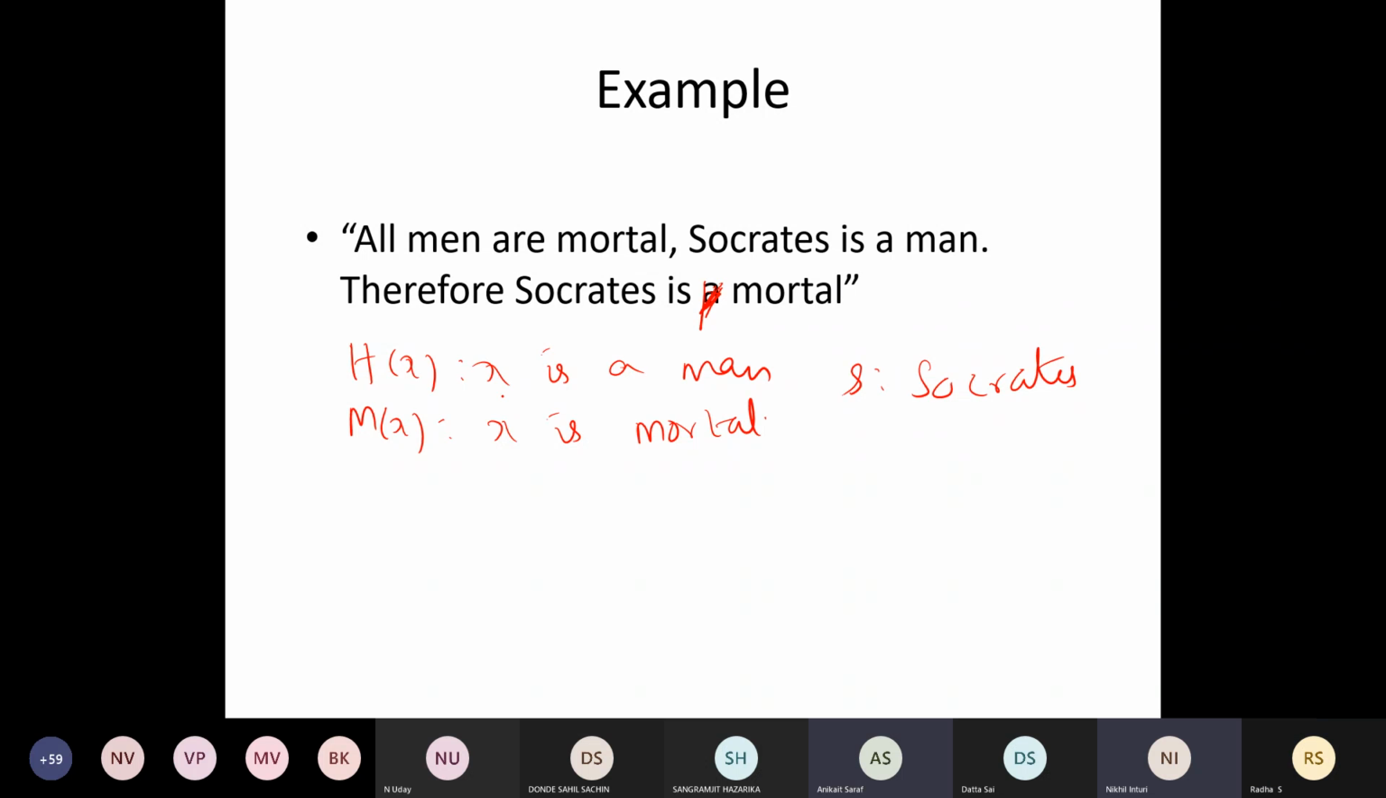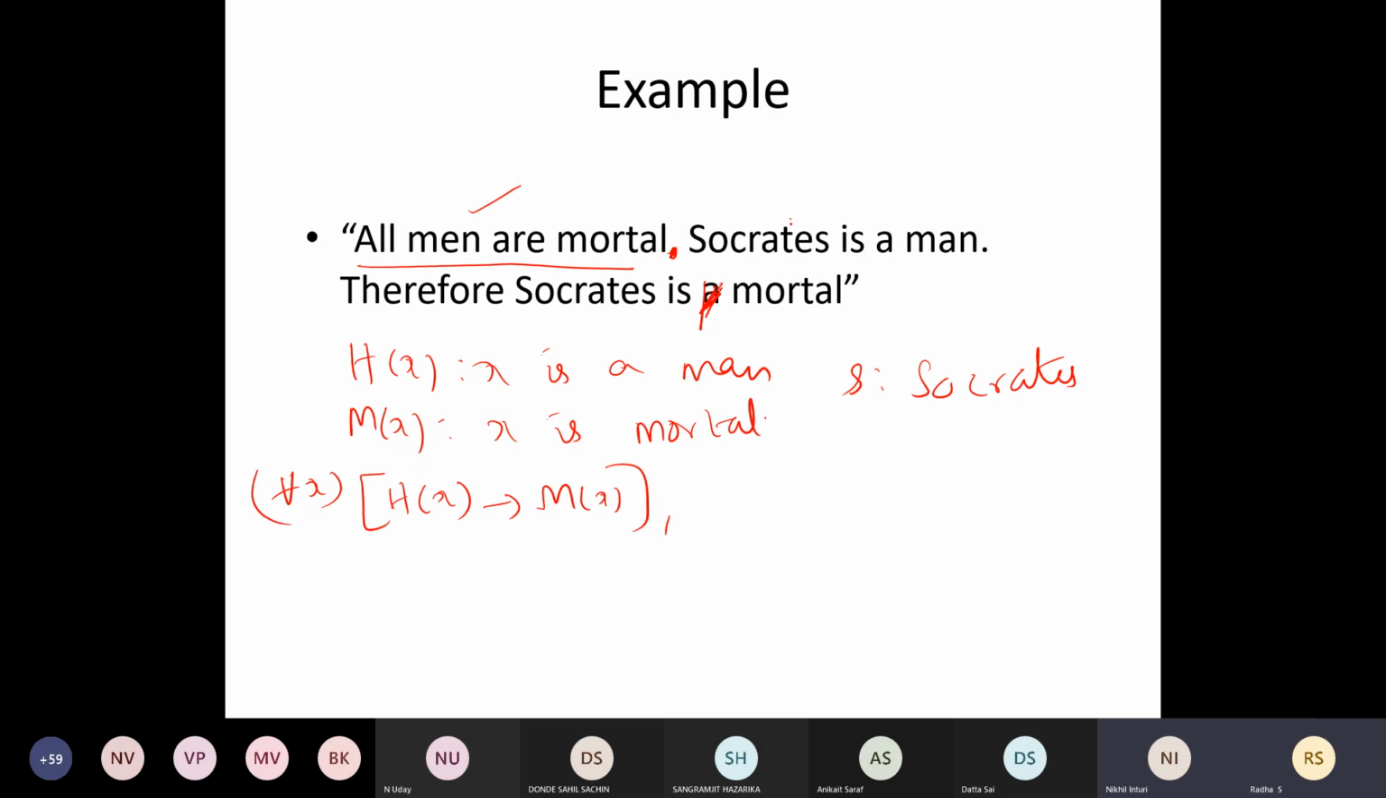Ma'am, for all x, H of x implies M of x. Does this mean all men are mortal? How do you write it? You started correctly. For all x, H of x implies M of x. That means all men are mortal. For all x, whenever x is a man, then he is mortal.